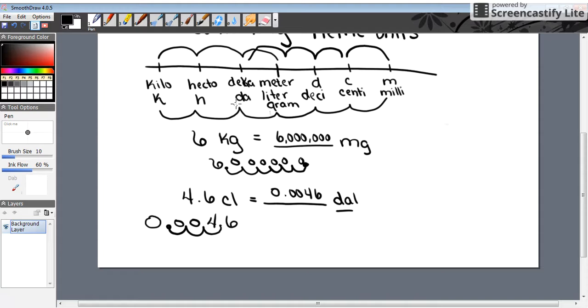We moved it 3 place values to the left, so 4.6. Instead of doing multiplication, since we are getting a smaller answer, we are going to use division. Moving to the left, we will use division. 4.6, 3 place values, so we are going to have 3 zeros. It would still give you the same answer of 0.0046.